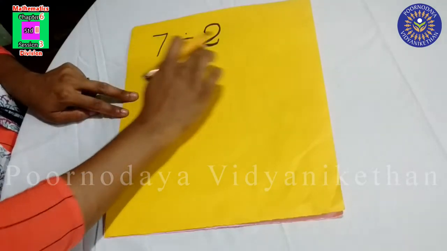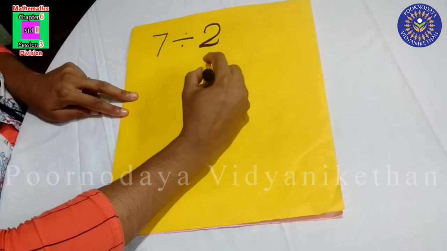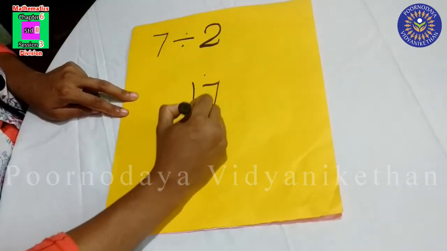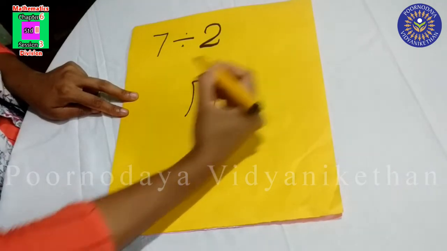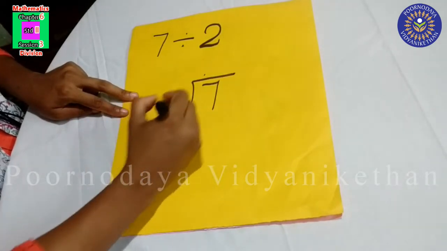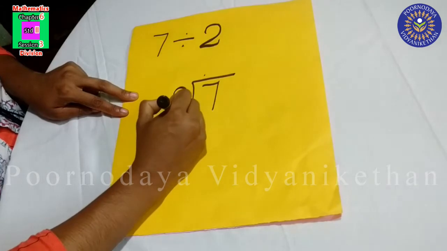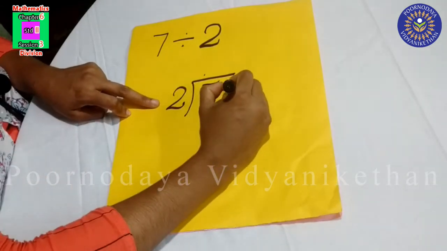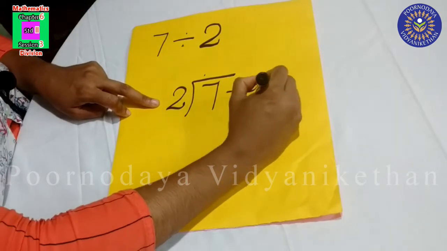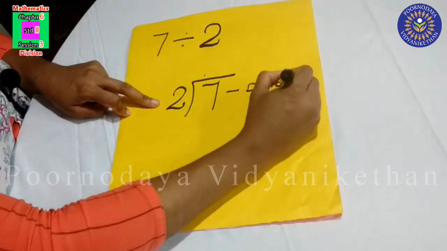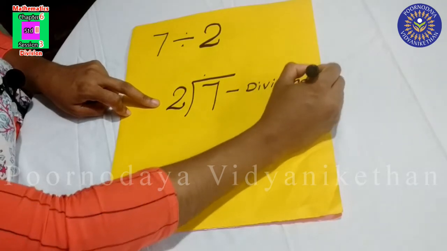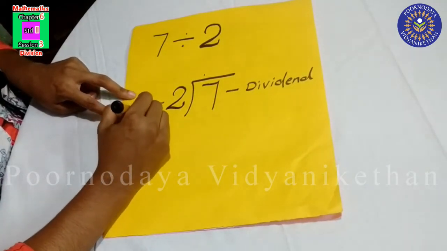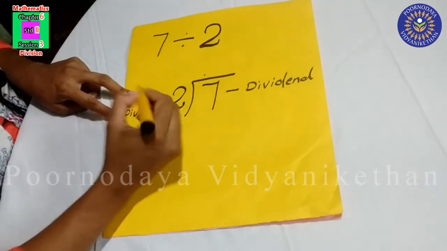How can we do this by using the long division method? See here, write 7 and the division symbol is like this. Clear? Now, here you have to write the divisor 2. Here 7 is the dividend. 2 is the divisor.